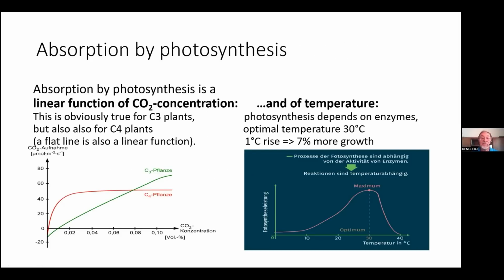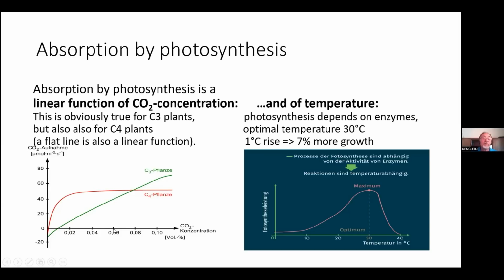And then we look at photosynthesis. First, the absorption part. The absorption by photosynthesis is also a linear function of CO2 concentration. Here we have the concentration on the x-axis, and we know that 0.02 means 200 ppm, and we are currently at approximately 0.04, and the maximum expected concentration which we can think of will probably be 600 ppm.